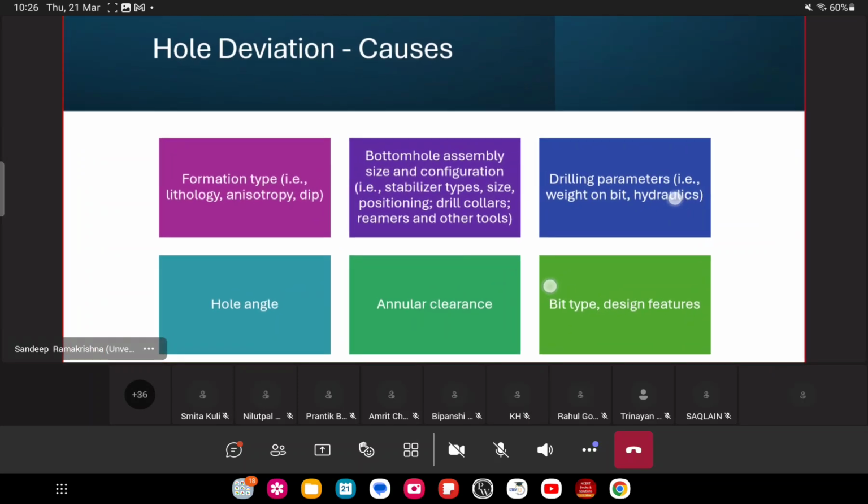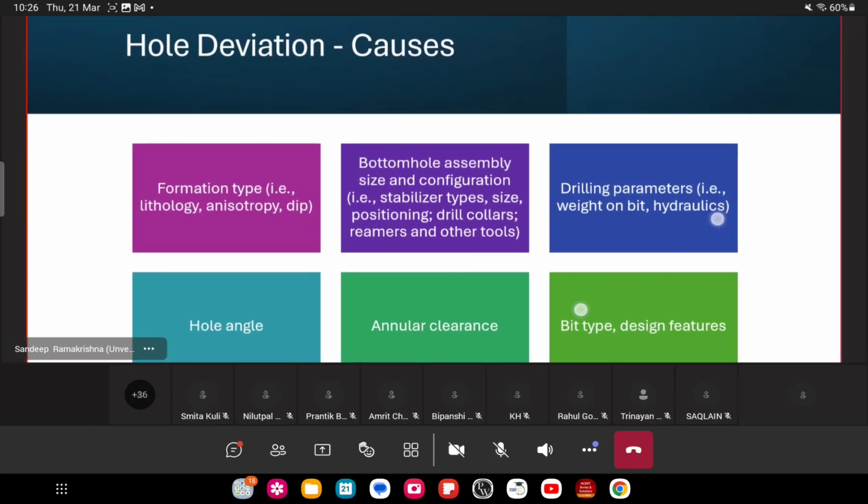What formation you are drilling in. And we talked about it earlier in some of the wellbore problems. You could have lithology which determines hard versus soft rock, right? Sandstone versus fractured limestone, shales versus salts, whatever. Anisotropy, formation dip. We talked about all these things that could be contributing to creating some kind of a deviation. Bottom hole assembly, BHA, its size and configuration.